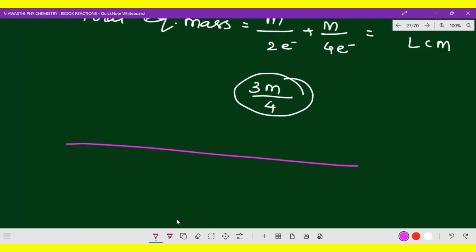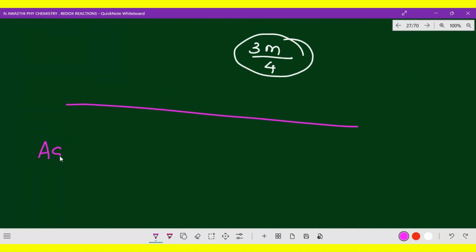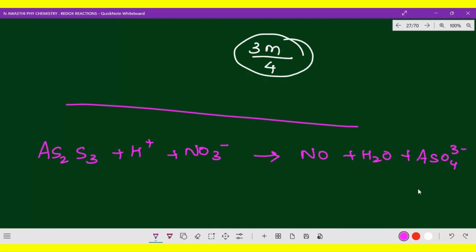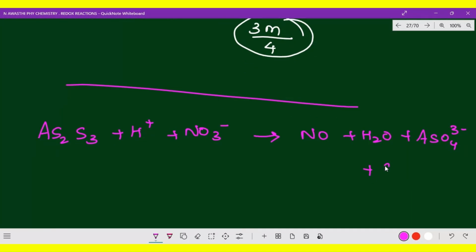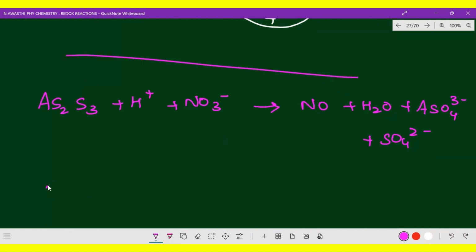At this point, here what they have mentioned: As2S3 plus H+ plus NO3- gives NO plus H2O plus AsO4 3- plus SO4 2-. Okay, come on, let us identify the half reaction in that. Now in the As2S3, it gives AsO4 3-.